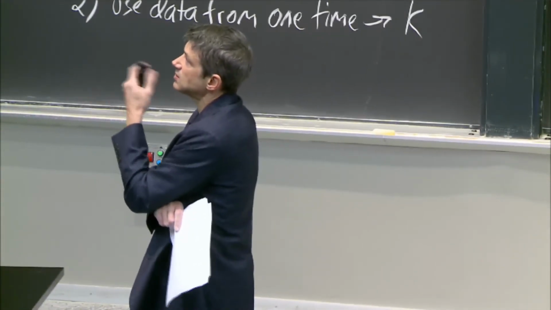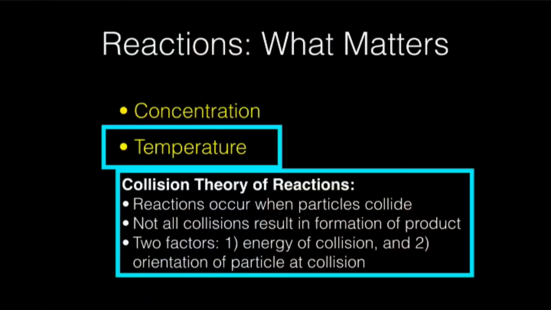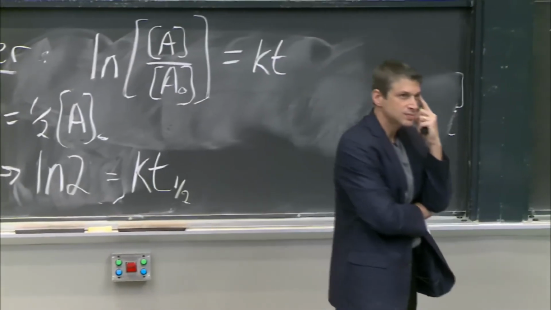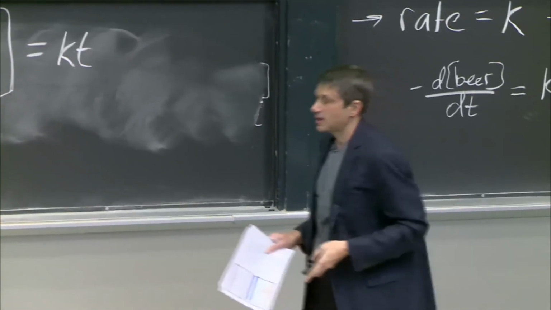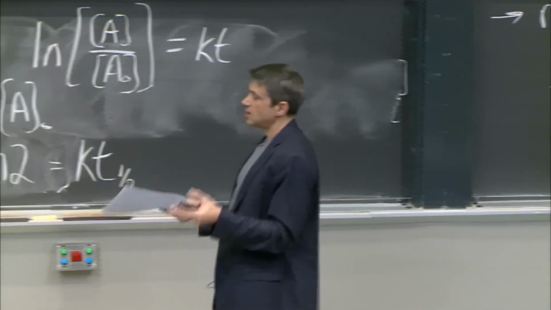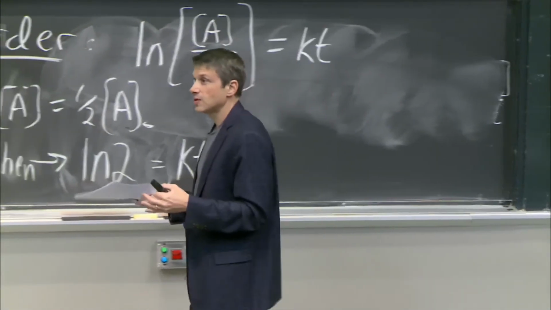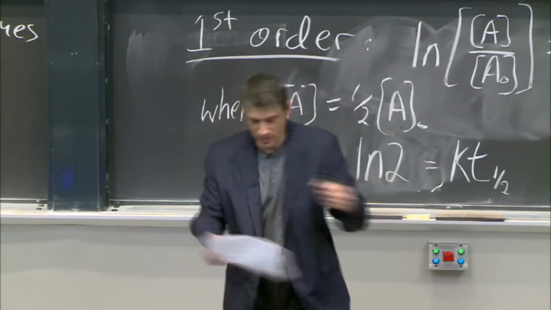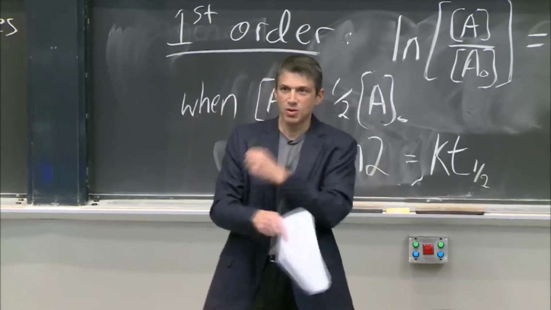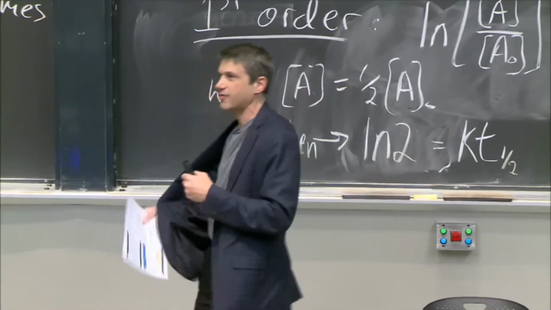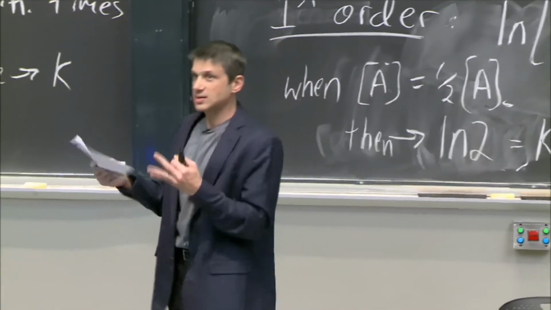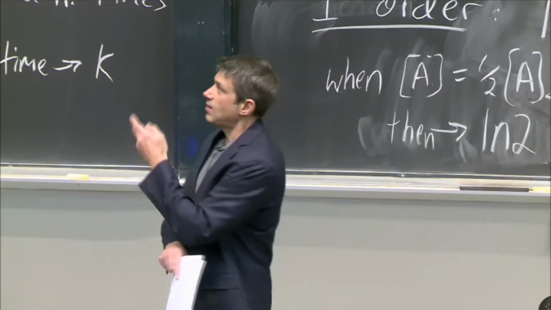The theory also says that not all collisions result in the formation of product, and that there are two factors that matter: the energy of the collision and the orientation of the particles. So I want to highlight those two factors. We're going to start with the energy of the collision, and talk about where you get that energy. You get it from heat, from thermal energy, which means these things are vibrating and moving. Maybe if it's a gas, they're bouncing off the walls of the container. That's temperature, right?